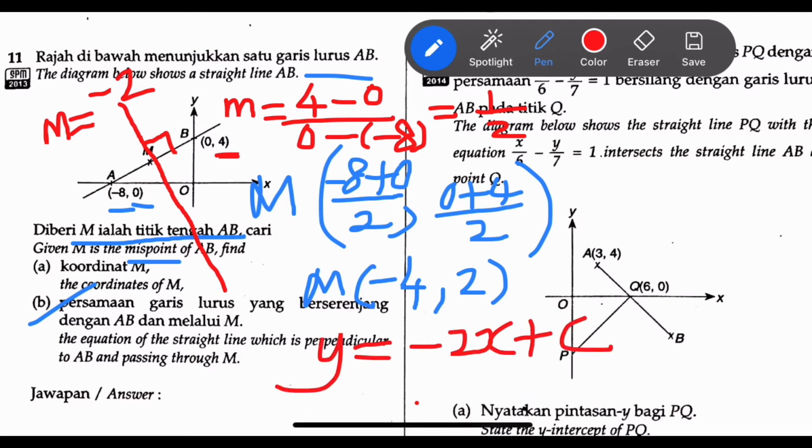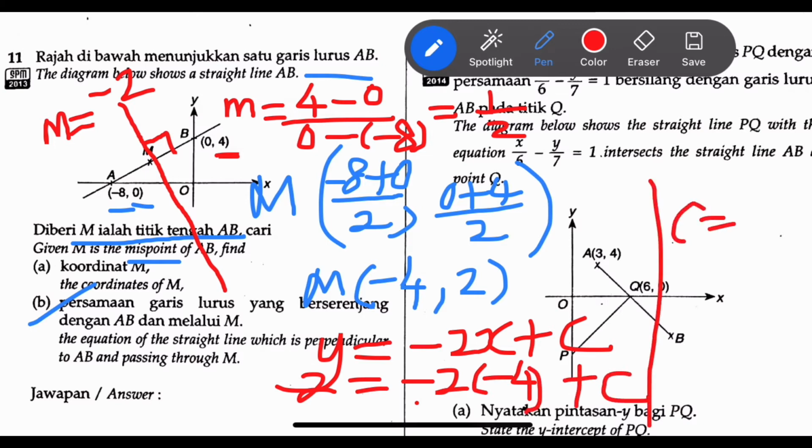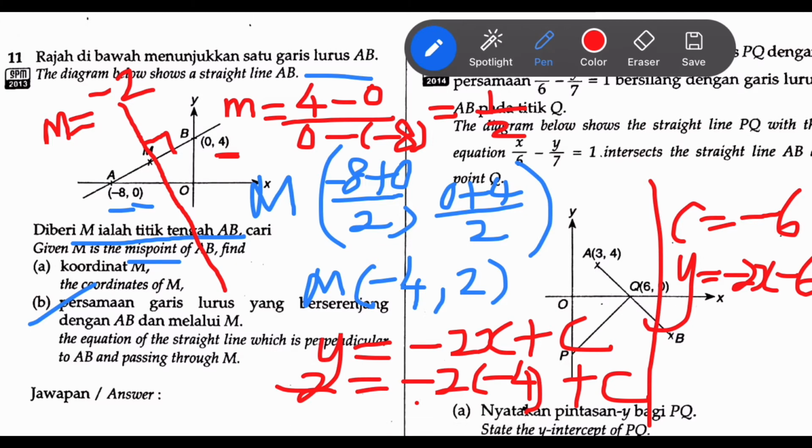And hence the red line passes through the midpoint. So we are going to find the equation for this red line by using the midpoint negative 4, 2. And this red line is called the equation of the perpendicular bisector. So we managed to find out the intercept is negative 6. So then we'll write y equal to negative 2x minus 6. So this is the equation of the perpendicular bisector to the line AB.